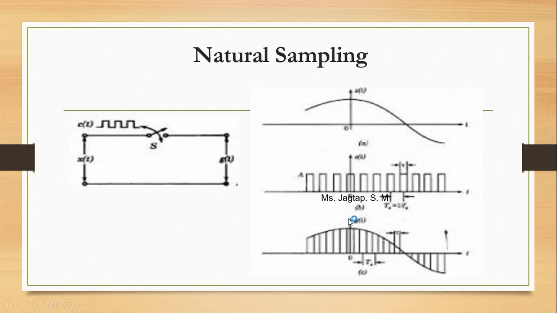The different advantages of natural sampling are: the generation is easy, and we can use a practical low-pass filter for the reconstruction. For large values of tau, there is a possibility of crosstalk.